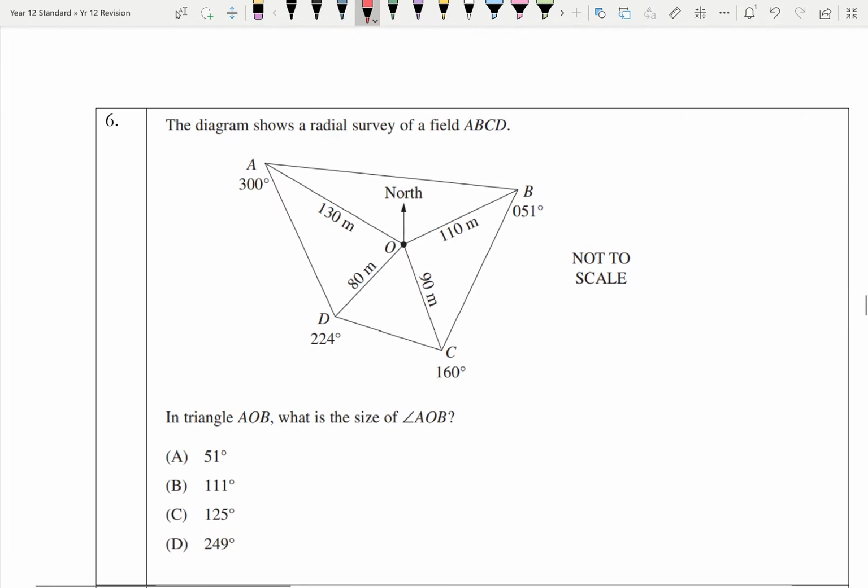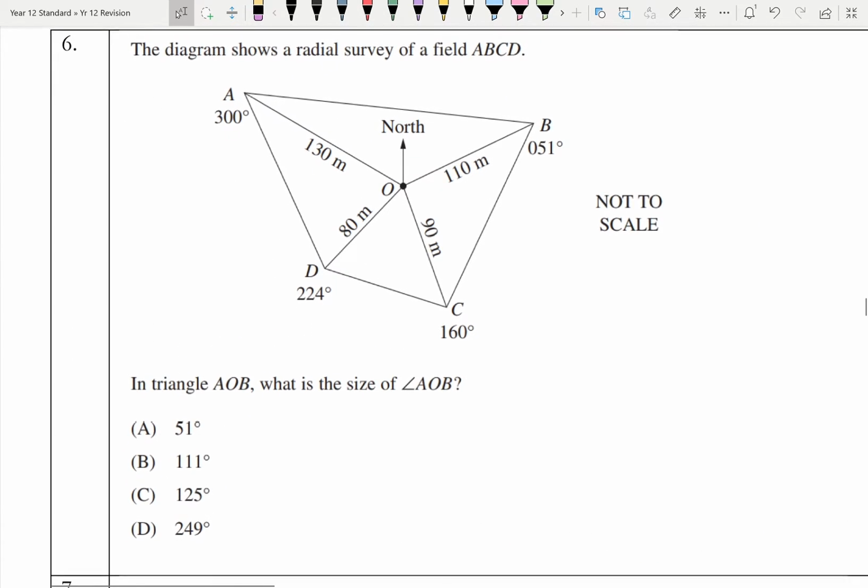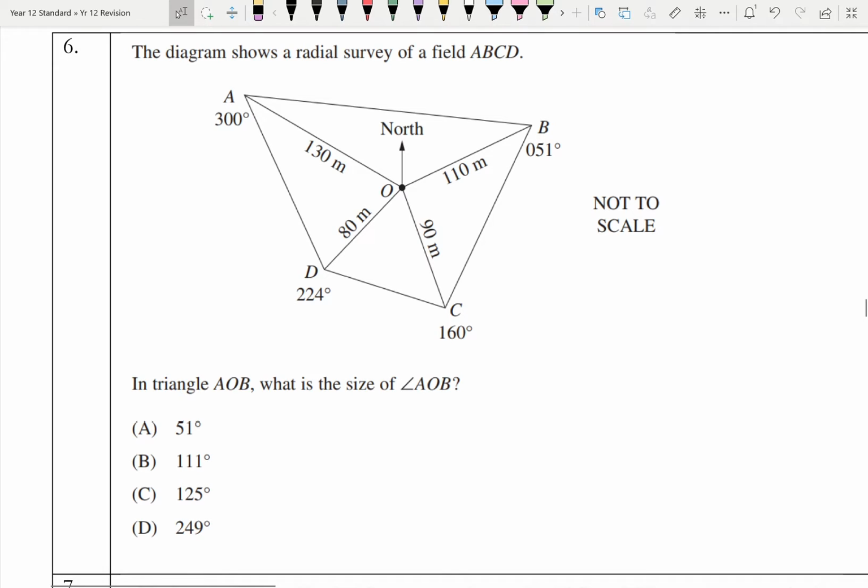So, radial surveys, question 6. These questions always look a lot scarier than they actually are. Okay. So again, that little explanation at the top doesn't actually add anything to the question, it's just giving us the picture. So our actual question is in triangle AOB.